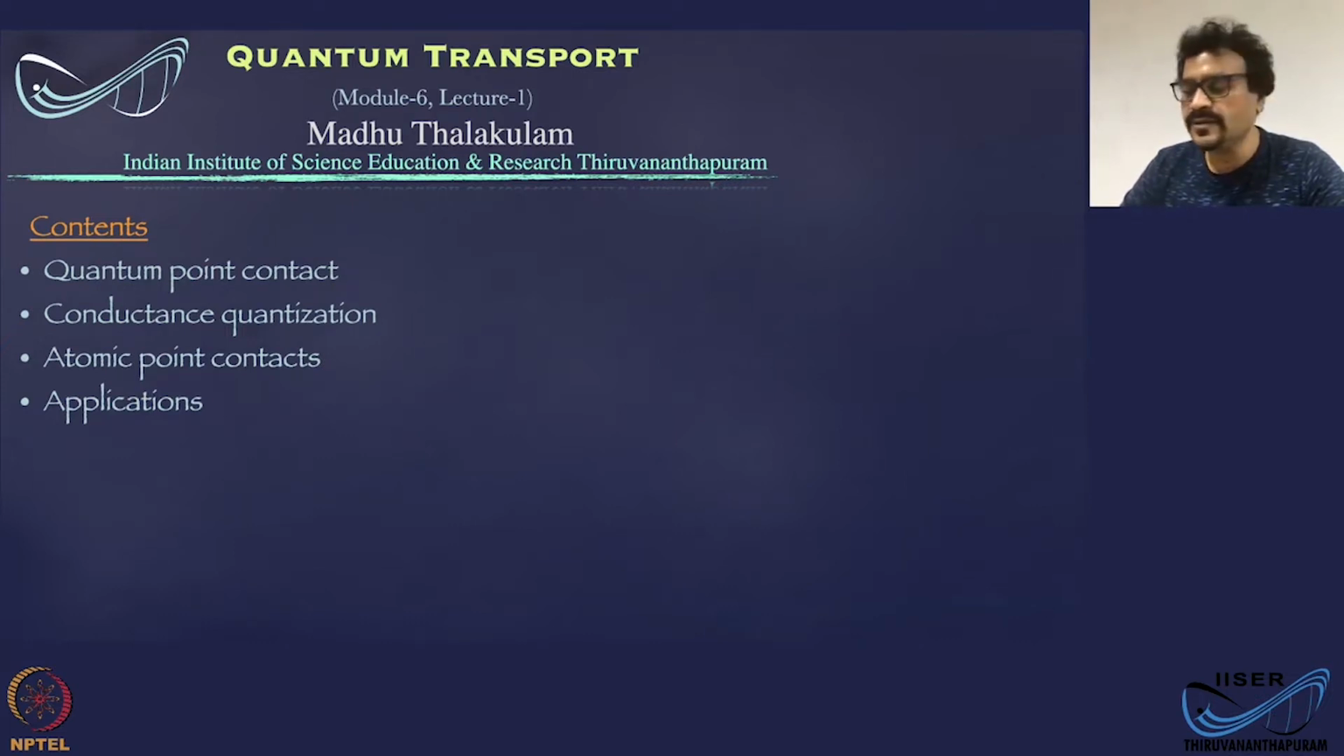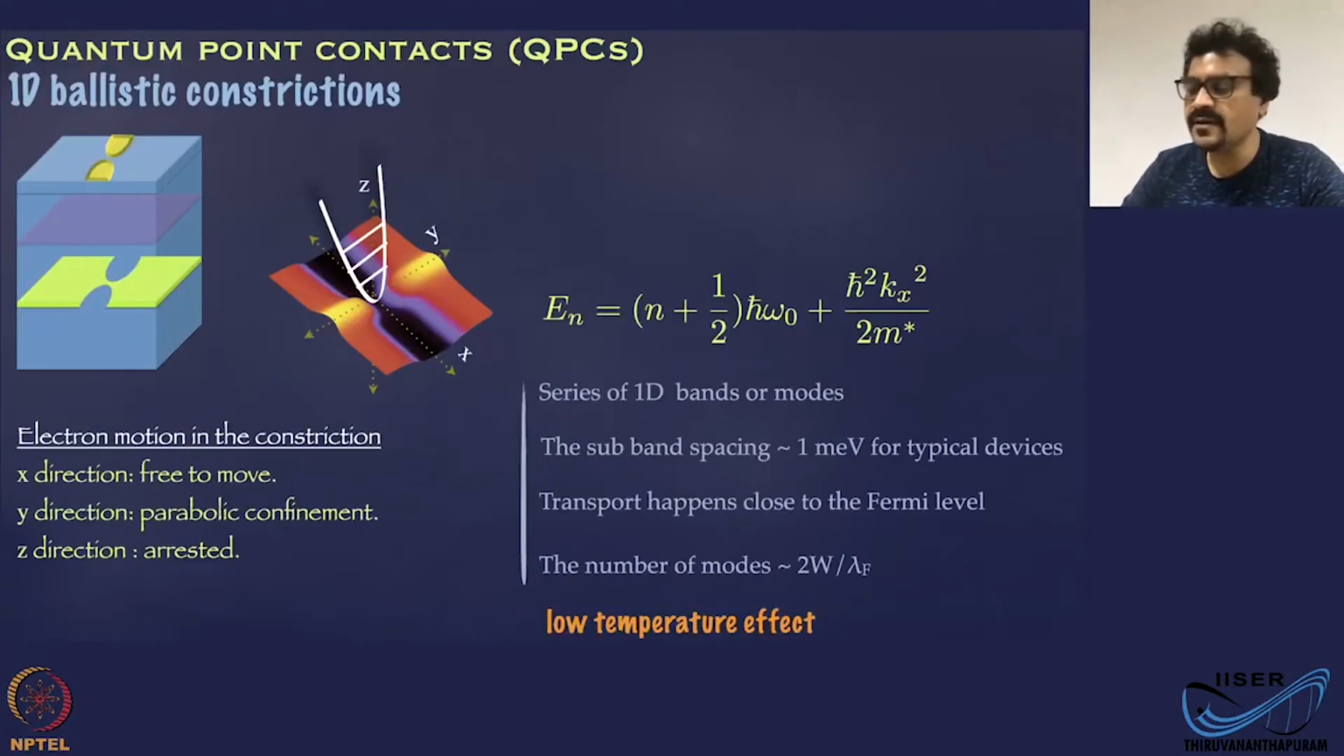Okay. So these quantum point contacts are one-dimensional ballistic constructions. What you have here is a thin construction where the transport is one-dimensional. Usually, these devices are realized on a two-dimensional system, on a two-dimensional platform.